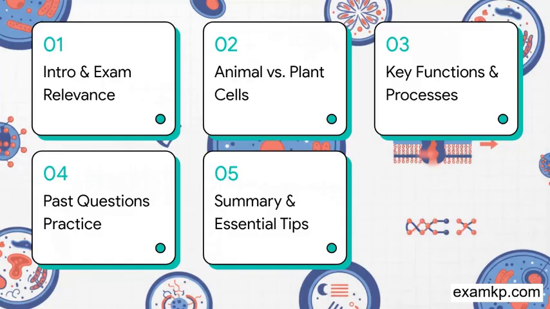So, what's our game plan for today? Simple. First, we'll talk about why this topic is a gold mine for marks in your exams. Then, we'll get into the nitty-gritty of animal versus plant cells. After that, we'll explore what these cells actually do. And then, the best part, we're going to tackle real past questions from WAEC, NECO, and JAMB. We'll finish up with a super quick summary and some must-know tips for the exam day. Okay, let's get started with our first section.